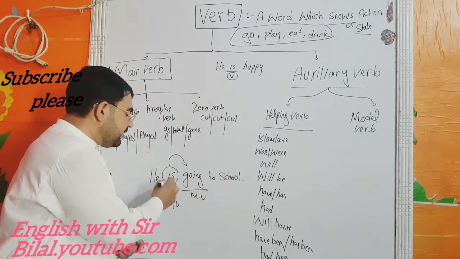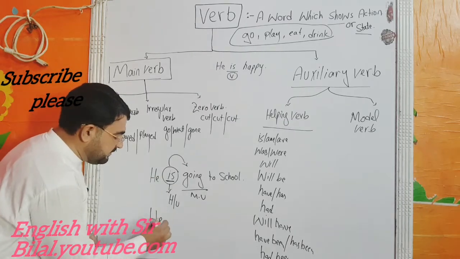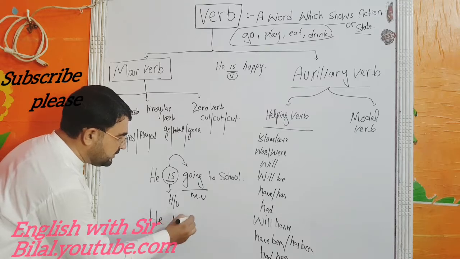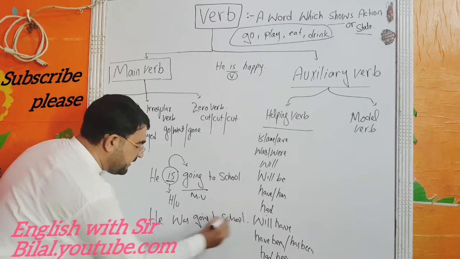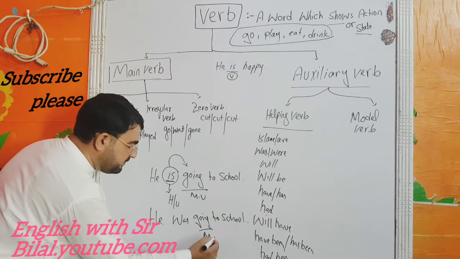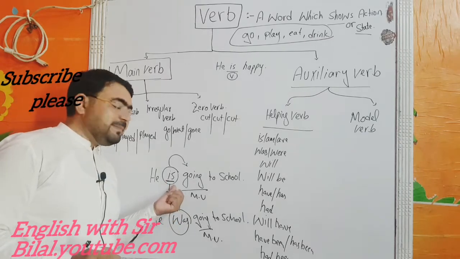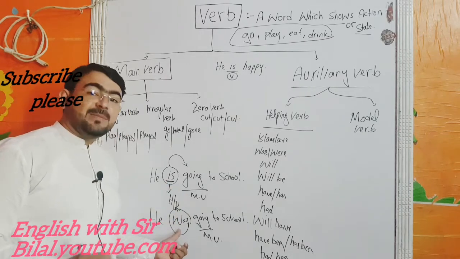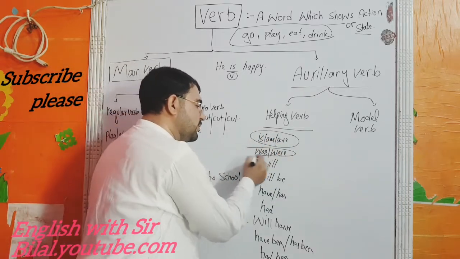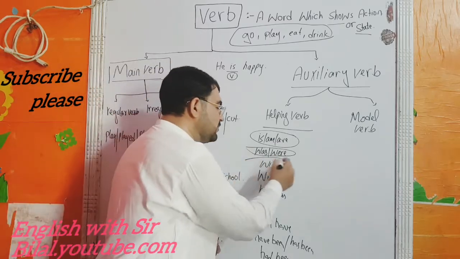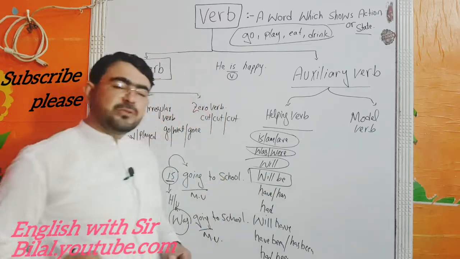Okay, and it tells about time, that is, whether it is present time, past time, or future time. For example, if I say he was going to school, here "going" is the main verb, and here "was" is a helping verb. Here it shows that the time is past. So is-am-are is used for present time, was-were is used for past time. Will is used for future time as a helping verb. Will be is also used for future time.